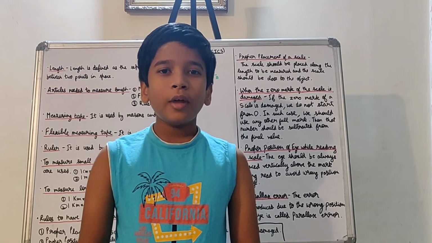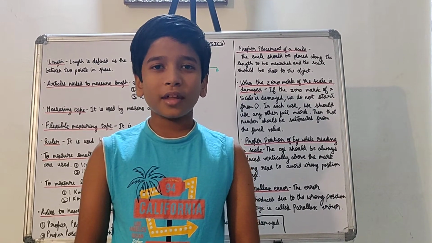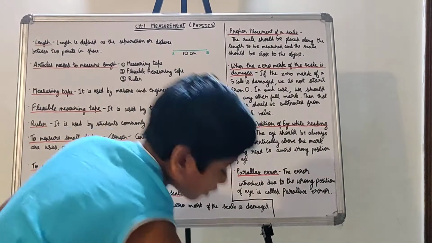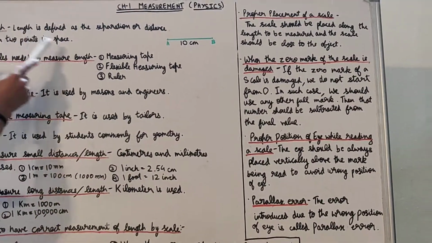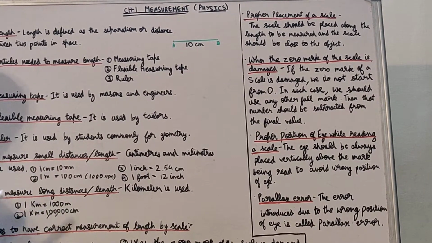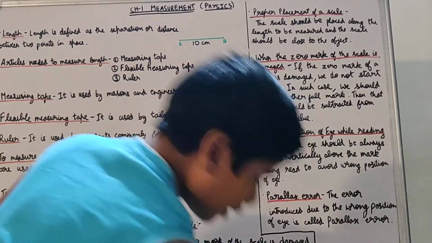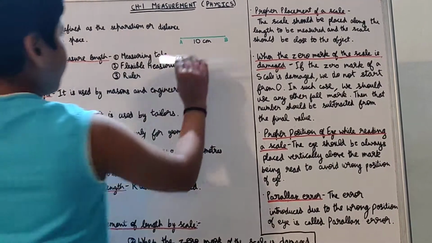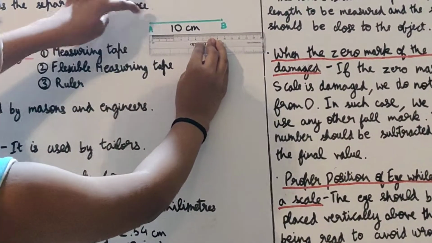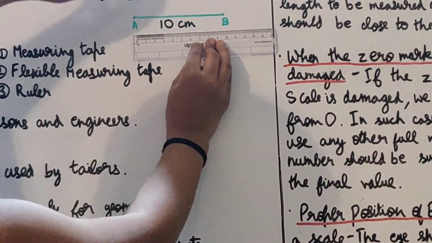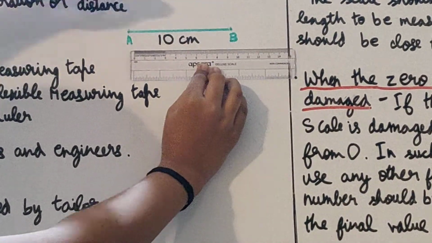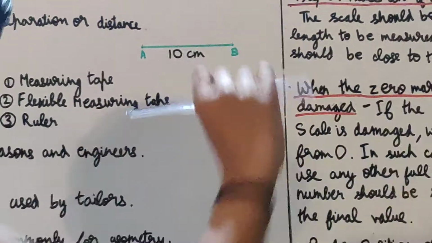Friends, today we are going to continue chapter 1 of physics, that is measurement. First we have to understand what is length. Length is defined as the separation or distance between 2 points in space. Let's take an example of a line segment. This is the line segment. The distance between the point A and B is 10 centimeters. So 10 centimeters is the length of this line segment.